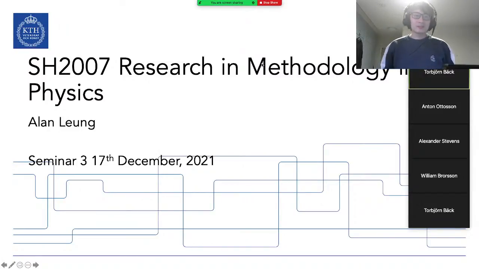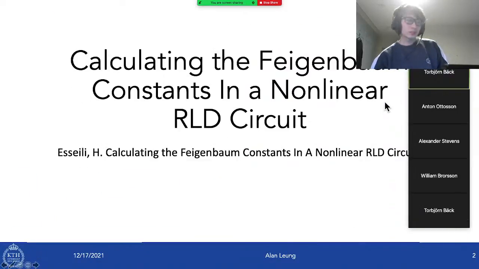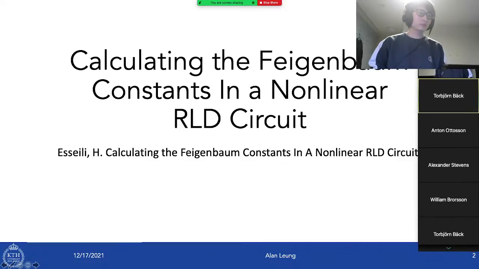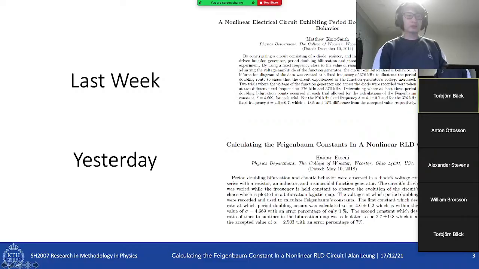Yes. So I'm Alan. I'm now going to present calculating the Feigenbaum constant in a nonlinear RLD circuit. Because I'm one of the members in IPT, International Physics Tournament, I choose a problem about how to calculate some universal constant without using a computer. And I think it's a very good paper to approach it.